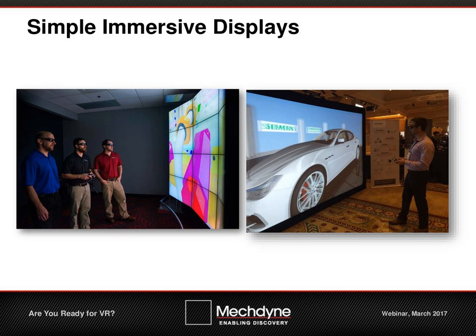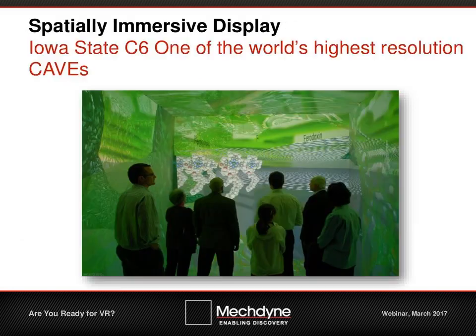On the other hand, we can go for even greater complexity and more immersion with something completely surrounding, like the cave shown here. This system is the C6 at Iowa State University's Virtual Reality Application Center. Once you step into this cube, you are completely surrounded on all 6 sides by your computer graphics and the virtual reality experience.